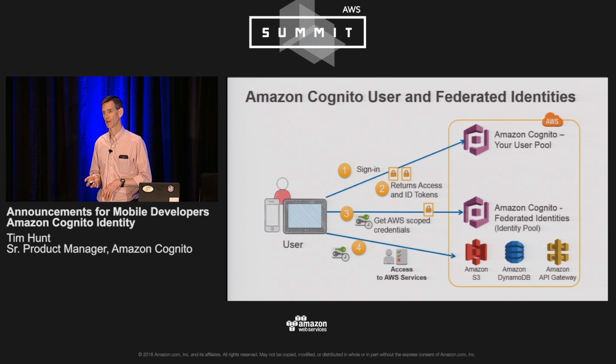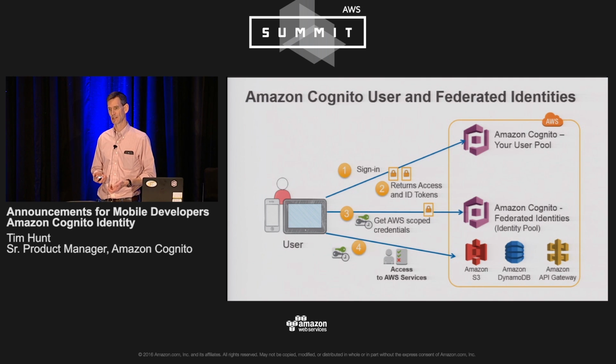As they authenticate, they'll get back some tokens returned to your app. So there'll be an access token, there'll be an ID token. Those will come back to your app. And your app now has an authenticated user, and it can exchange those tokens with Cognito for the federated identity feature, which is called an identity pool if you get down to the API level. So with Cognito identity pools, your client app passes in those authentication tokens. It gets back AWS scoped credentials that are unique to that user.